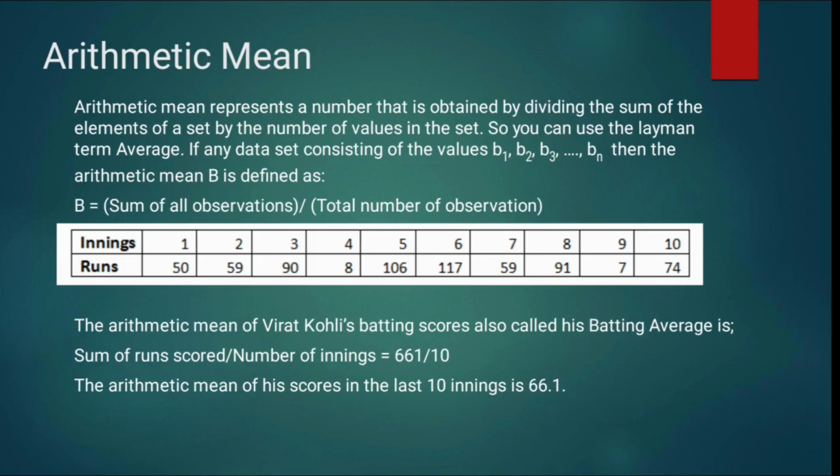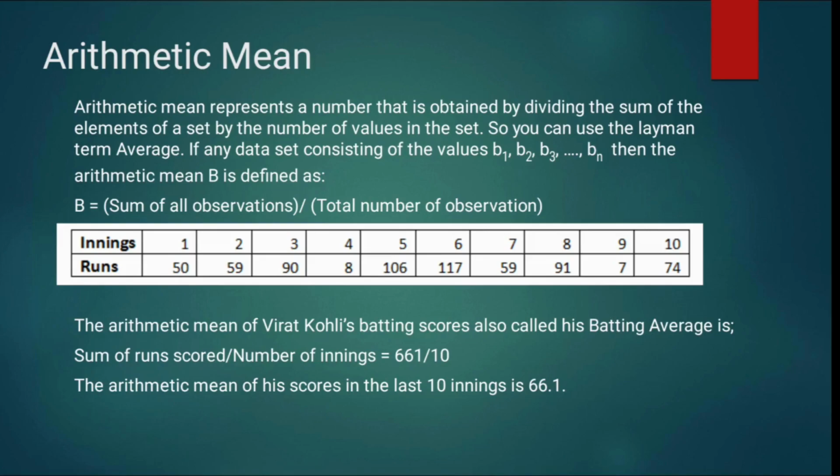The arithmetic mean. Arithmetic mean represents a number that is obtained by dividing the sum of the elements of a set by the number of values in the set. So you can use the layman term average. If any data set consists of values like B1, B2, B3, then the arithmetic mean of B will be the sum of all the observations divided by the total number of observations.